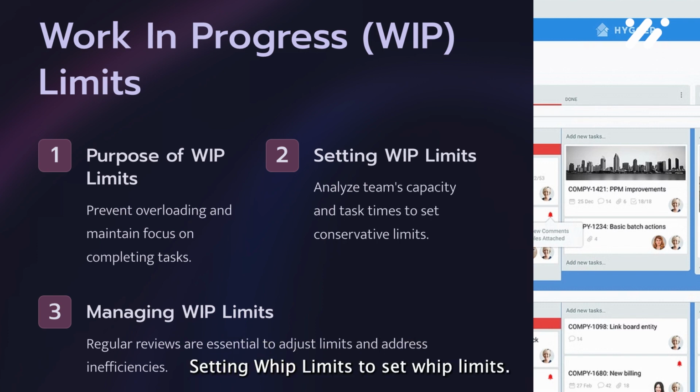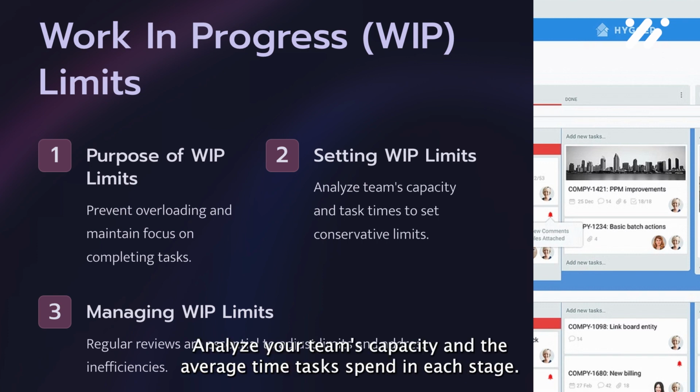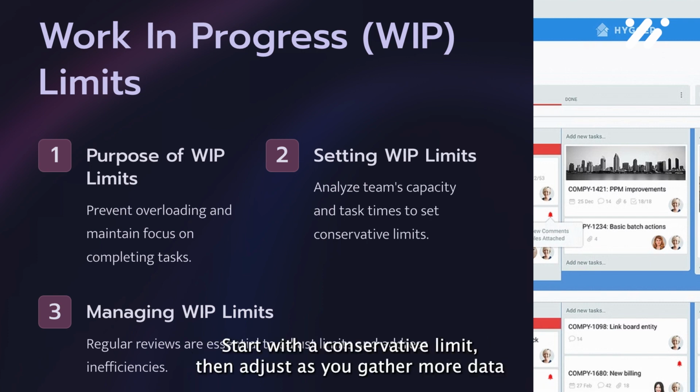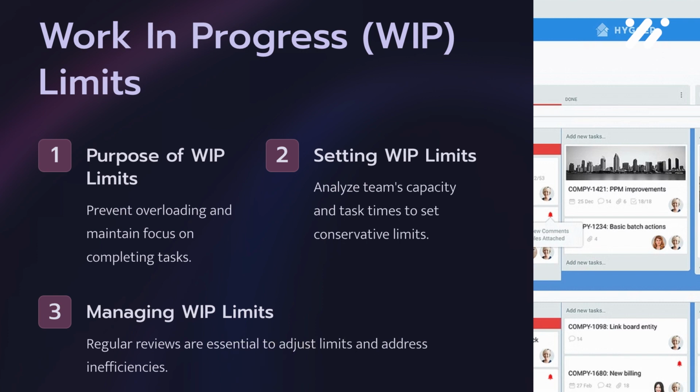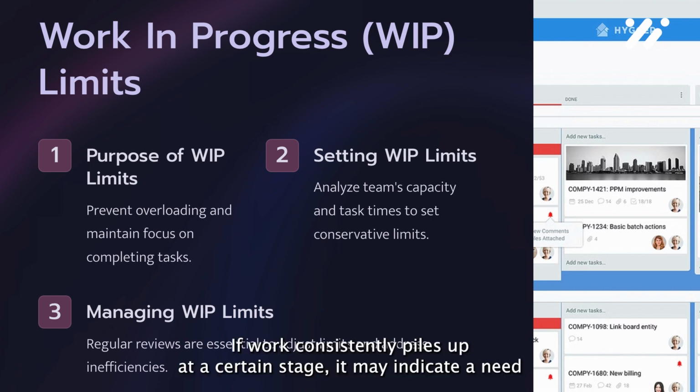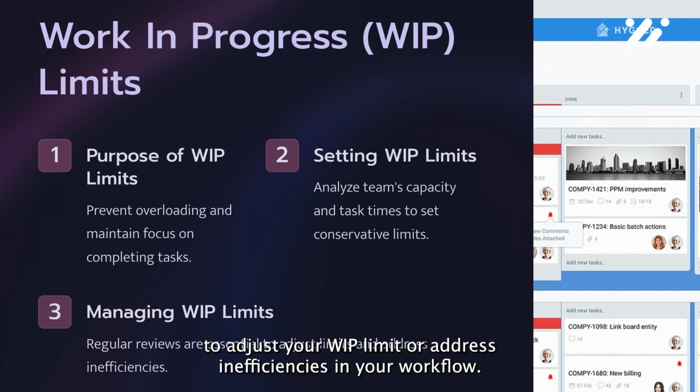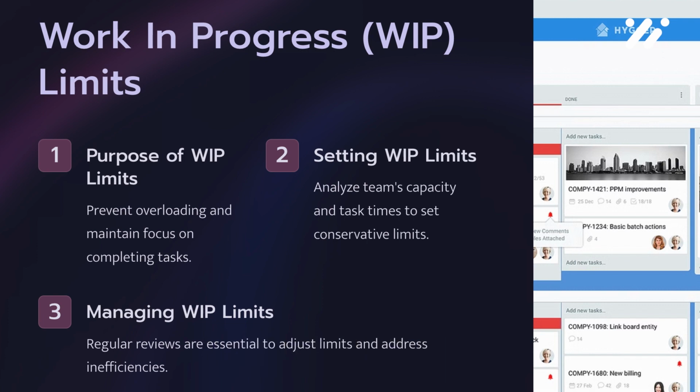Setting WIP limits. To set WIP limits, analyze your team's capacity and the average time tasks spend in each stage. Start with a conservative limit, then adjust as you gather more data on your team's performance and the nature of your work. Managing WIP limits. Regular reviews of your WIP limits are essential. If work consistently piles up at a certain stage, it may indicate a need to adjust your WIP limit or address inefficiencies in your workflow.